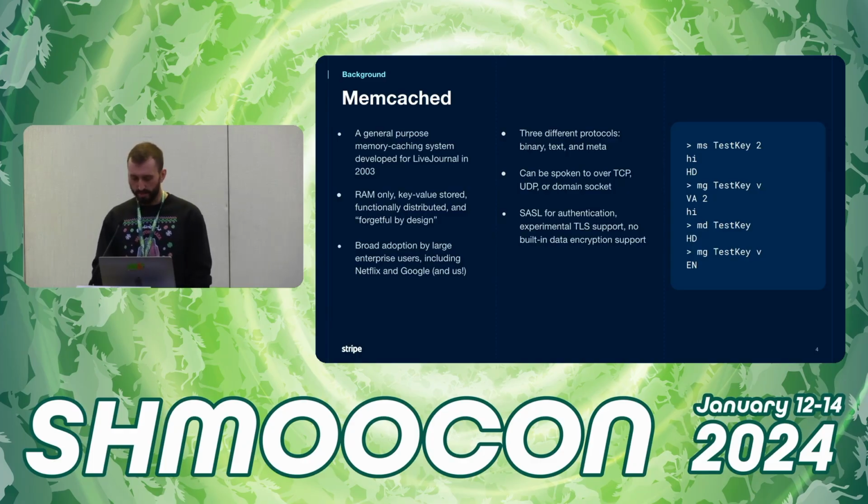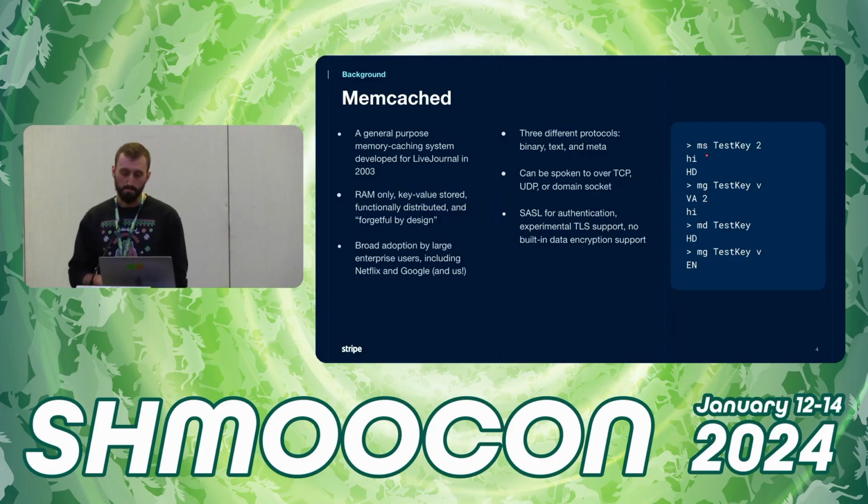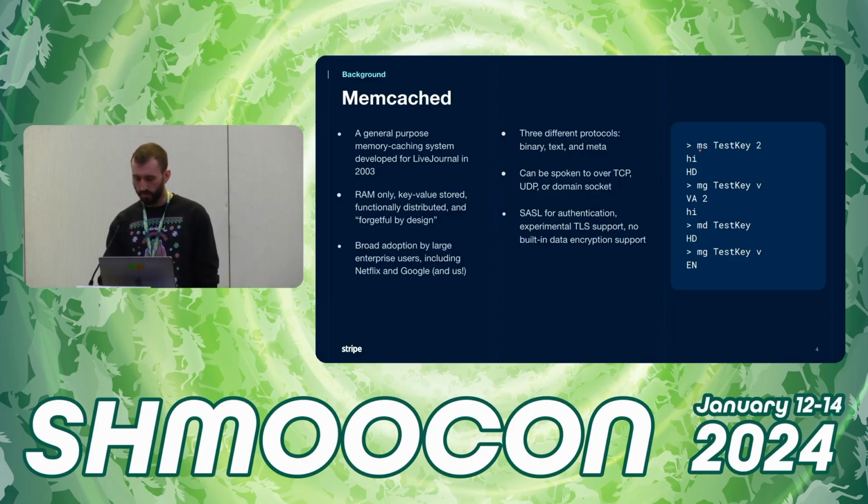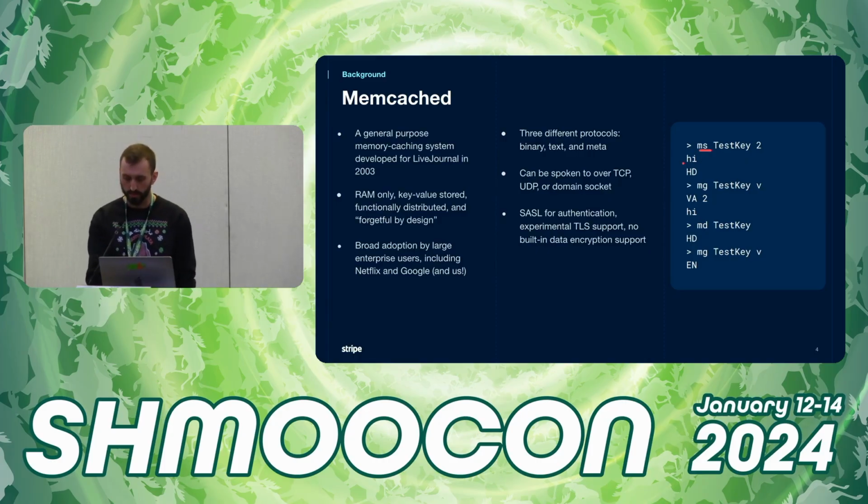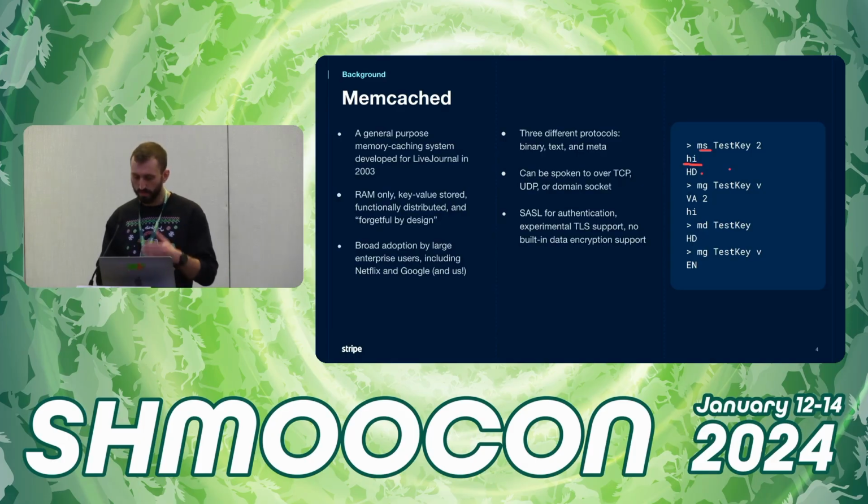On the right-hand side there is an example of how you can access it. So this first one right here is just an MS, which is a meta set. And then the key is test key, and then we're storing 2 bytes. Here's our data that we're storing, and then we get the response. Similarly, the MG is just a get, a meta get, returns the 2 bytes that we stored in there, and then a delete, and then a secondary get.